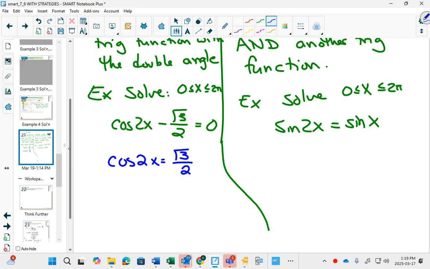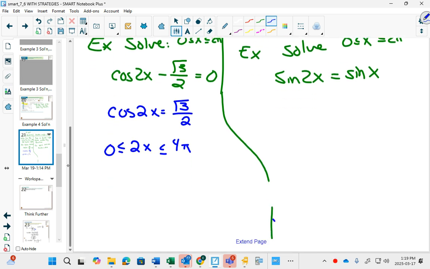A reminder, in the multi-revolution question, first we state the domain for 2x. If x was between 0 and 2 pi, then 2x would be between 0 and 4 pi. We solve for 2x. This is on your pi plate, your pi over 6 family. Cos is root 3 over 2 with your pi over 6 family. It's positive, so we look in quadrant 1 and quadrant 4. That's the first time around.